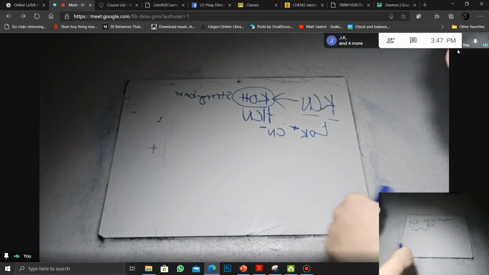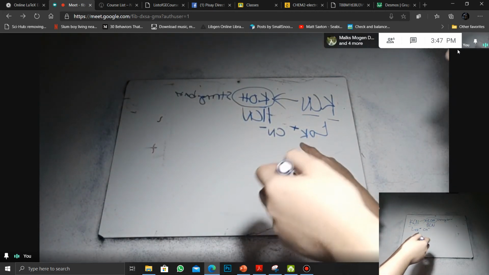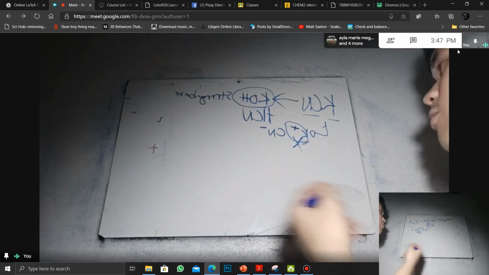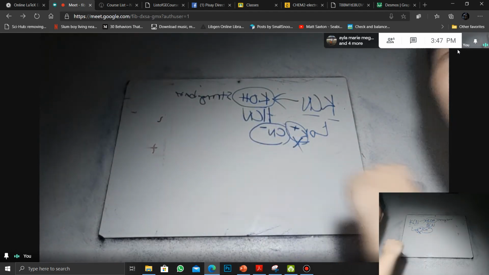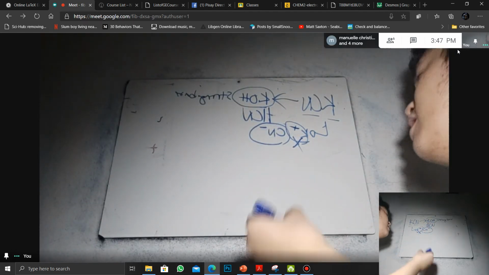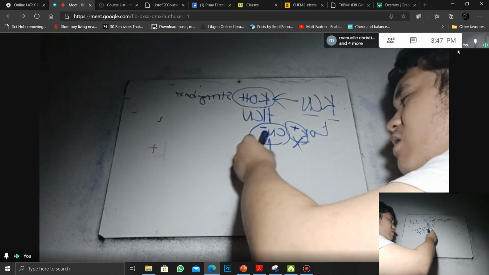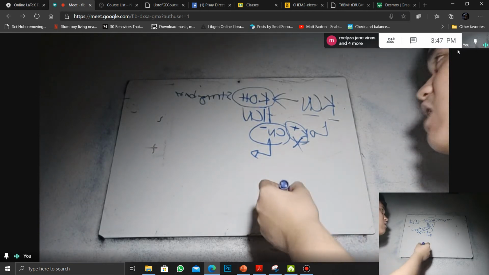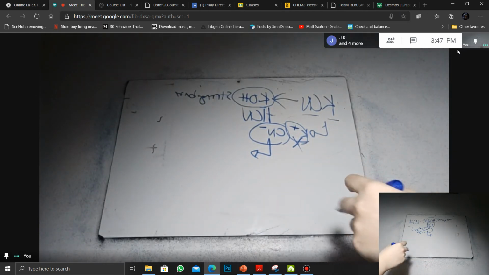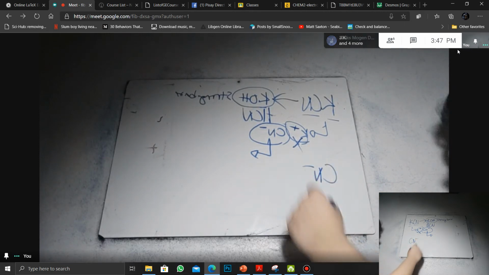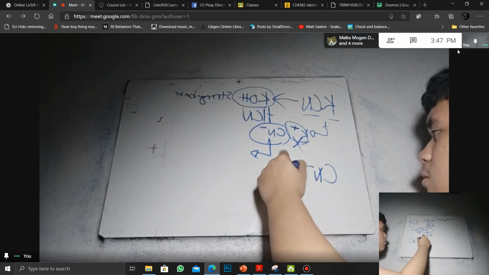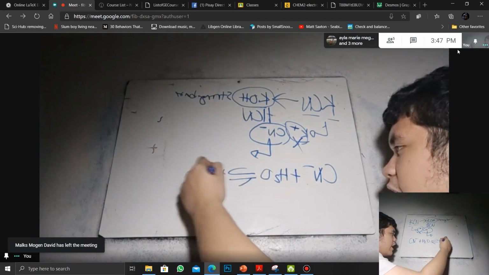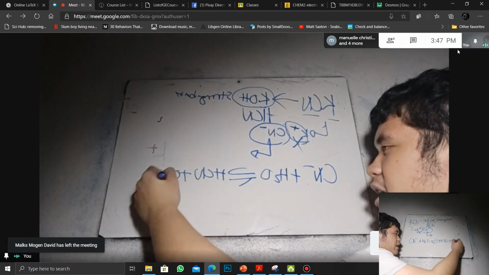When we put this in water, since K plus comes from a strong base, it won't react with water. Only the CN minus will react. So this is what you put in your ice table. And you know the solution is basic in nature. So what's the chemical equation? CN minus plus H2O forms HCN plus OH minus. That's it.